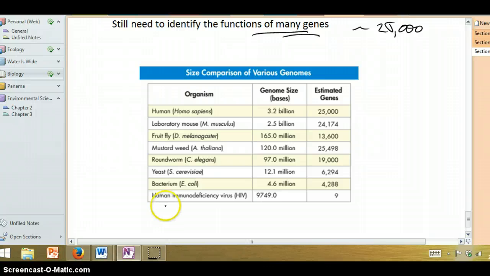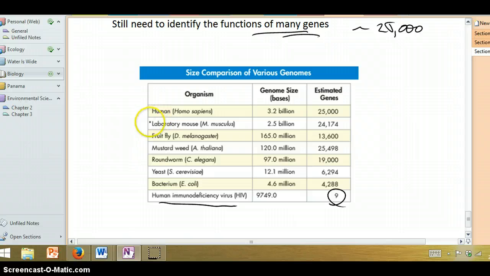Viruses have very small genomes and relatively few genes compared to living things. Viruses, by definition, really aren't alive because they don't have a metabolism and they can't reproduce on their own. But we, of course, study viruses in biology because they affect living things to significant degrees.